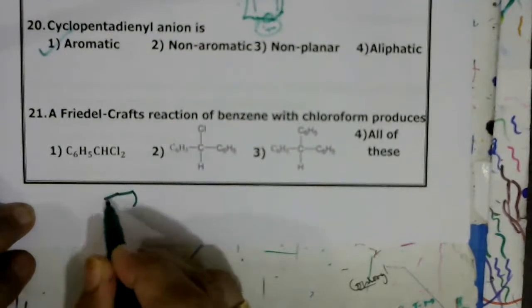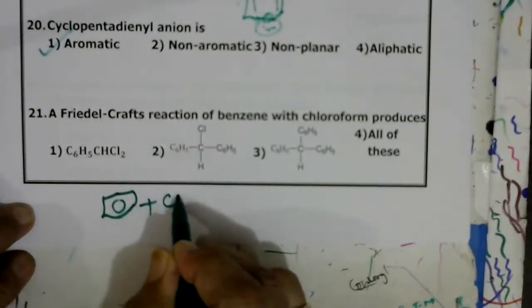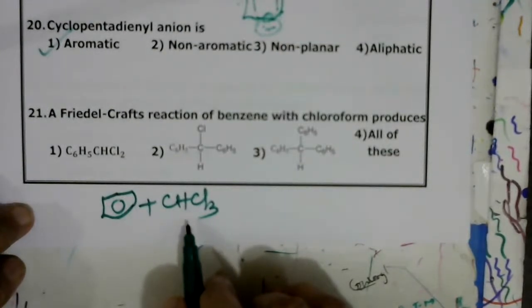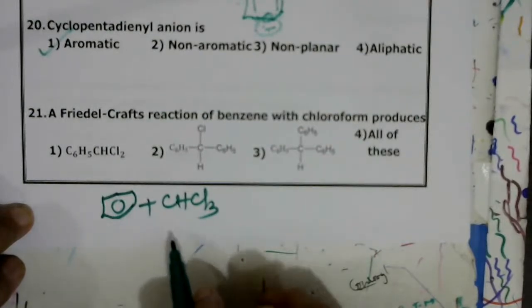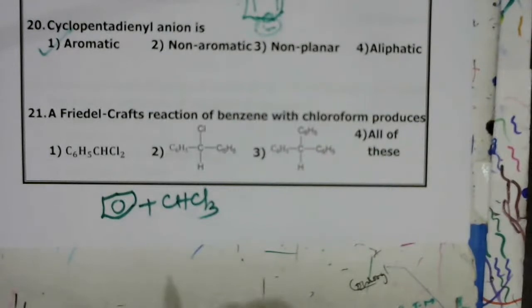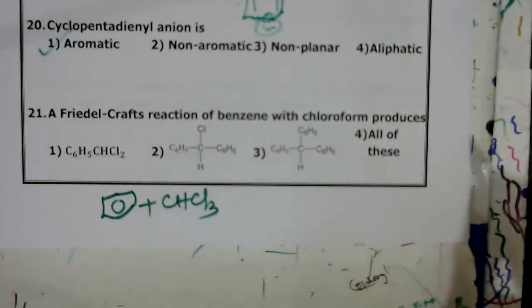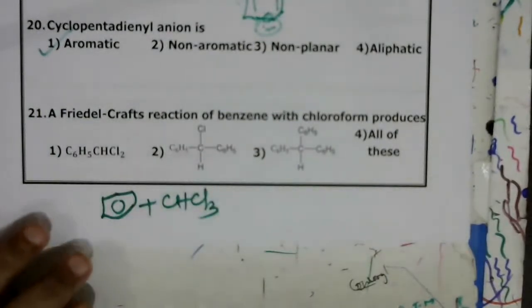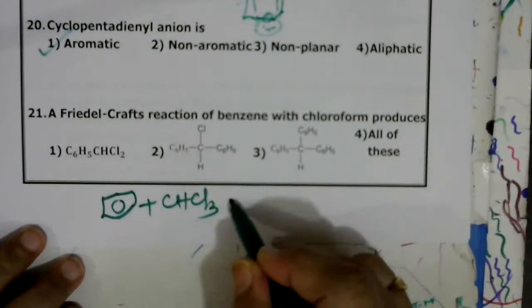I'll write the reaction here. Benzene with chloroform, CHCl3. How many Cl are there? 3 Cl are there. Remember one thing, we have discussed the simple reaction where benzene reacts with methyl chloride. Benzene can undergo electrophilic substitution reaction. And one of the electrophilic substitution reactions is what, children? Friedel-Crafts alkylation and acylation.